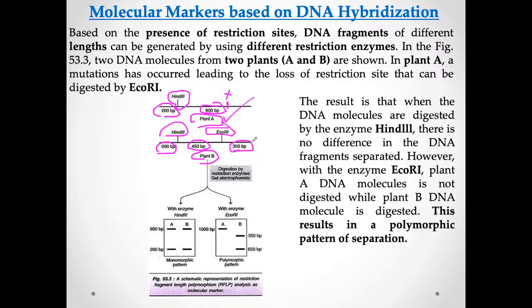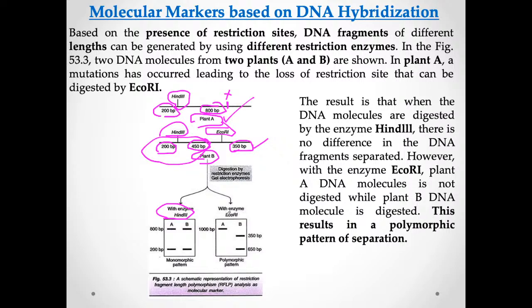So indeed, we are having a 350 because of E. coli and 650, we can say. So if we see from the perspective of the HindIII enzyme, from the HindIII perspective, our plant A and plant B will both give 200 and 800 base pairs.